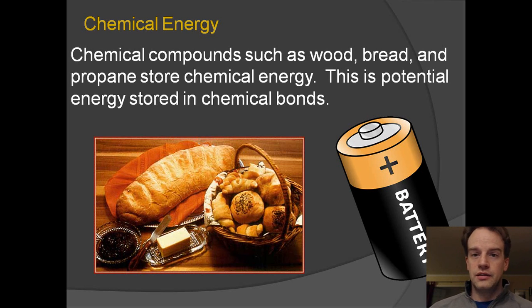And propane, and that's stored, so maybe we can cook with it. Batteries can also store chemical energy. So chemical energy is very important, and it's a form of potential energy. It's stored.